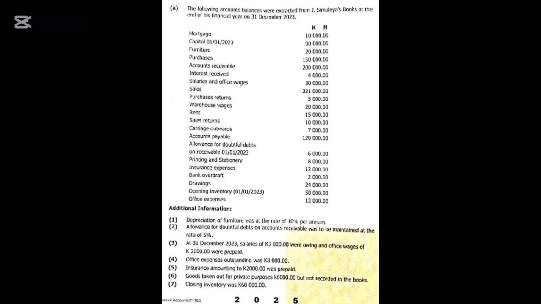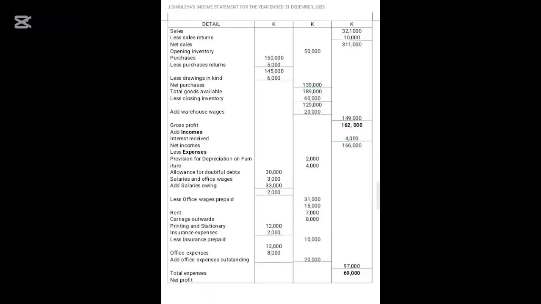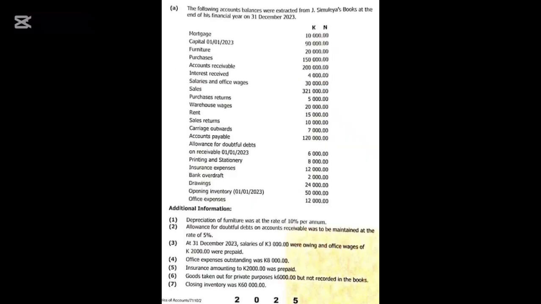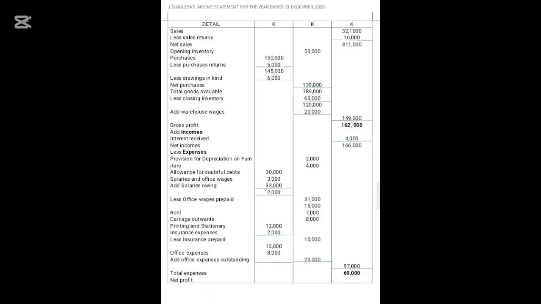So we start with the sales under the details column. The sales we have 321,000, so we enter that. Then we also have the sales returns from the list of balances, which is 10,000. So you deduct from the sales 10,000, which gives you 311,000, which is called the net sales or the turnover.